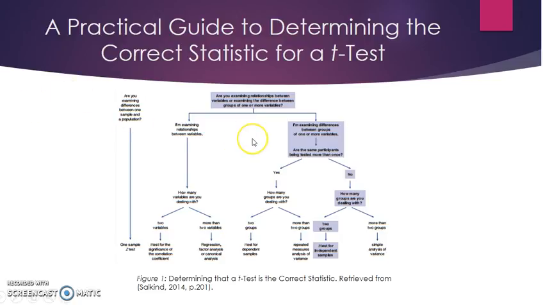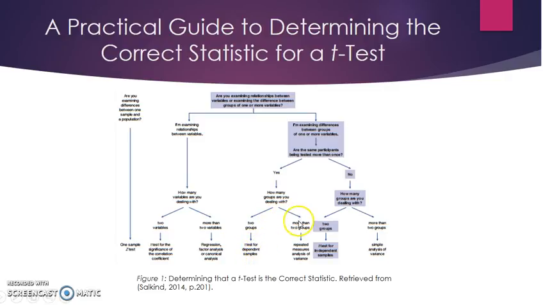So you want to take a look at some of these factors and ask yourself some of these questions. So, am I examining the differences between groups of one or more variables? And are the same participants being tested more than once? If the participants are being tested more than once, then you want to take a look at how many groups you're dealing with. If you're dealing with two groups, then you would do the t-test for dependent samples.